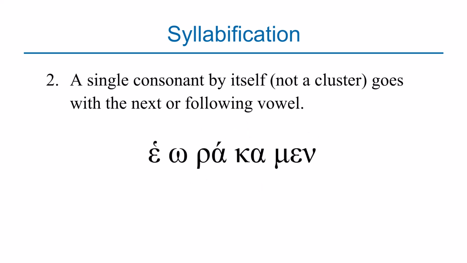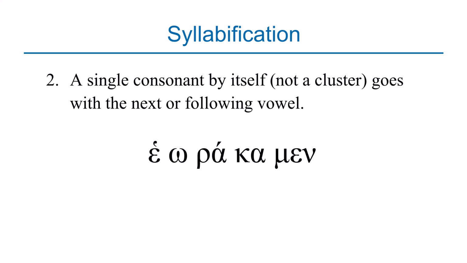Rule number 2 says a single consonant by itself, and when we say a single consonant, we're not talking about a consonant cluster. So a single consonant by itself goes with the next or following vowel. Let's look at the example. In the example, you have the word eurakamen. Always use rule number 1 as your starting point. So to use rule number 1, we said divide immediately after a vowel. So we will start looking for vowels.